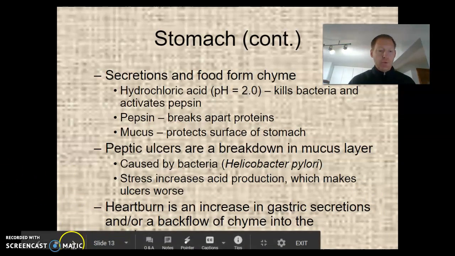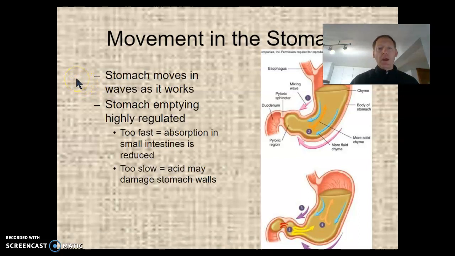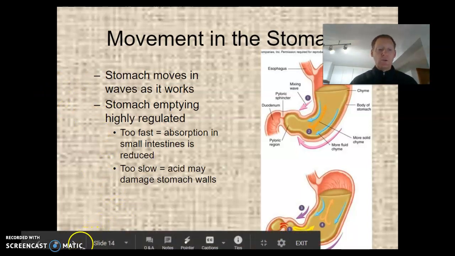All right. So moving along. The stomach moves in these waves, and it sort of mixes everything around. The regulation of the stomach emptying is critically important. You don't want to release the stomach's contents too fast, because it will not be digested enough. If you release it too slowly, you actually have too much acid in your stomach, and it'll start to damage your stomach. So the delicate balance of how long the chyme stays in your stomach is particularly important. And it will be different depending on the food that you eat.